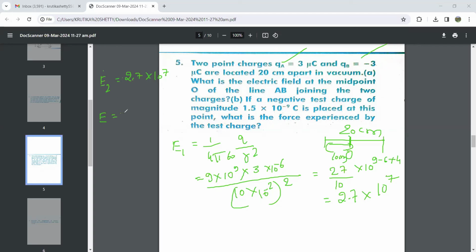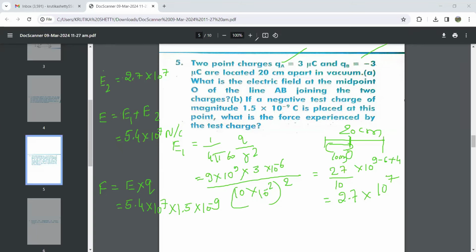So the total electric field will be E1 plus E2. If you do 2.7 plus 2.7, that is nothing but 5.4 into 10 raised to 7 Newton per Coulomb. I already told you they are asking for the force due to the test charge. So the force is equal to the electric field into the test charge Q, which is equal to 5.4 into 10 raised to 7 into the charge 1.5 into 10 raised to minus 9.